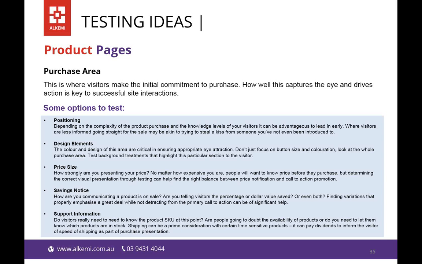And then also look at different support information. A lot of websites out there put their SKU numbers in their purchase area. Does the visitor really need to know that? Test adding elements, test removing elements, but have good reasons, obviously, for doing so. Make sure that there is a legitimate reason why you believe that that is going to result in an improvement.